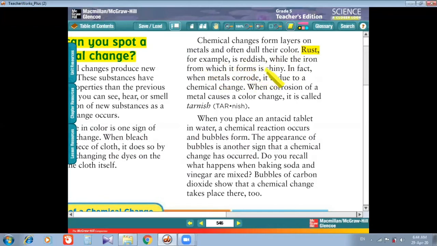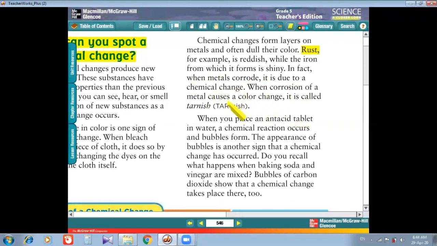Rust is when iron reacts with oxygen in the air and forms a reddish brown layer on the surface of the iron. That layer is reddish brown and very dull, but the iron itself is shiny, so it dulls the shine of the iron. In fact, when a metal corrodes, it is due to a chemical change. When corrosion happens, we say that it's a chemical reaction.